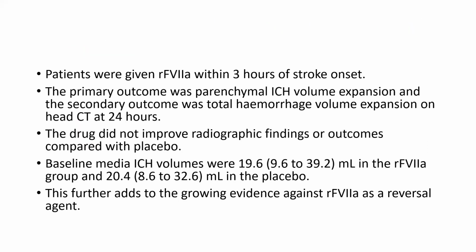Patients were given factor 7A within 3 hours of stroke onset, and the primary outcome was parenchymal ICH expansion, and the secondary outcome was total hemorrhage volume expansion on head CT at 24 hours. The drug did not improve the radiological findings or outcome compared with placebo. The baseline median ICH volume was 19.6 mL in the factor 7A group and 20.4 in the placebo. This further adds to the growing evidence against factor 7A as a reversal agent.